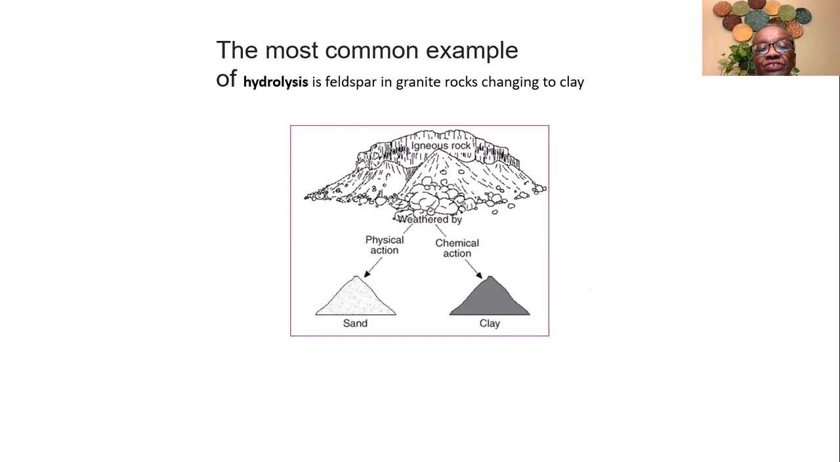All right, now here's a common example of hydrolysis, and that's in the feldspar that's in granite. Because when granite is exposed to hydrolysis, it is the feldspar in it that changes to clay. So if we start off with feldspar and we end up with clay, that means that chemical weathering has taken place. And so then we can have physical action, because this is the sand, which has a whole lot of quartz in it.